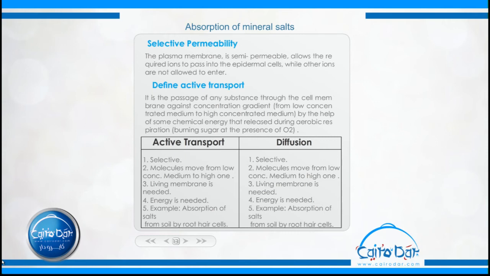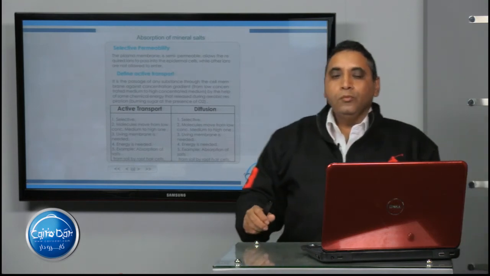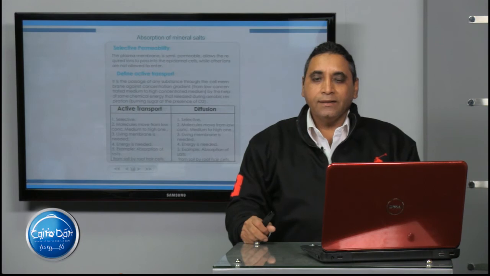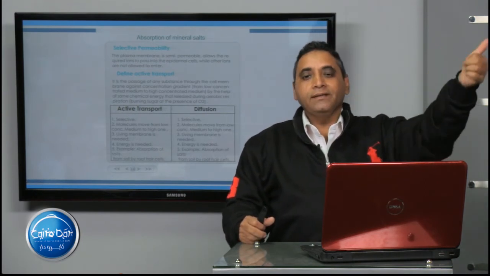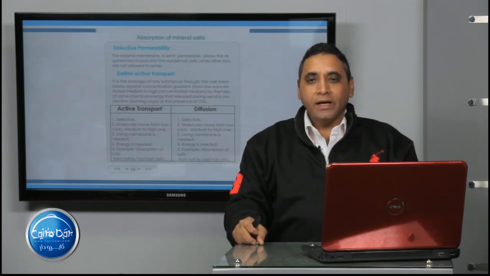kind of selective permeability, because the active transport is the movement of any substance against the concentration gradient through the plasma membrane with the help of chemical energy, but in diffusion, for example a drop of ink in a beaker containing water, no selection takes place. Also, the active transport is the movement from low to high or against the concentration gradient, but in diffusion it is with the concentration gradient. Going against the concentration gradient in active transport needs chemical energy, but there is no energy needed during the diffusion.